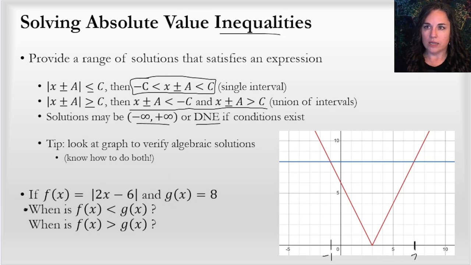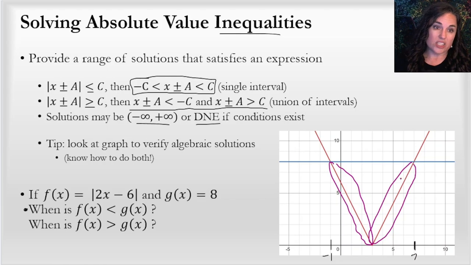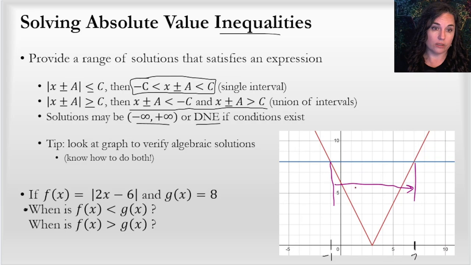Okay, so f of x is the absolute value function. And we want to know the domain over which the output of the absolute value function is less than 8. Well, looking at the graph, I'm going to notice that's in this portion here, and that's in this portion here, right? Actually, it's one whole portion from here to here, from -1 to 7. I'm going to note that the red line is below the blue line, right? The output of the absolute value function is less than 8. I'm going to use a less than sign because it just says less than.